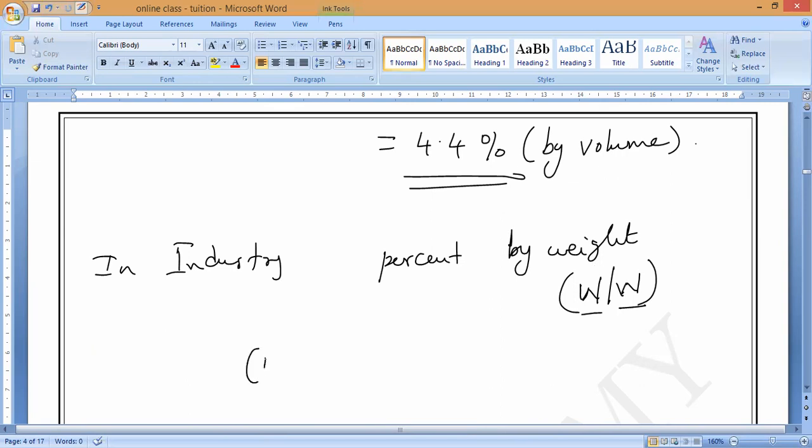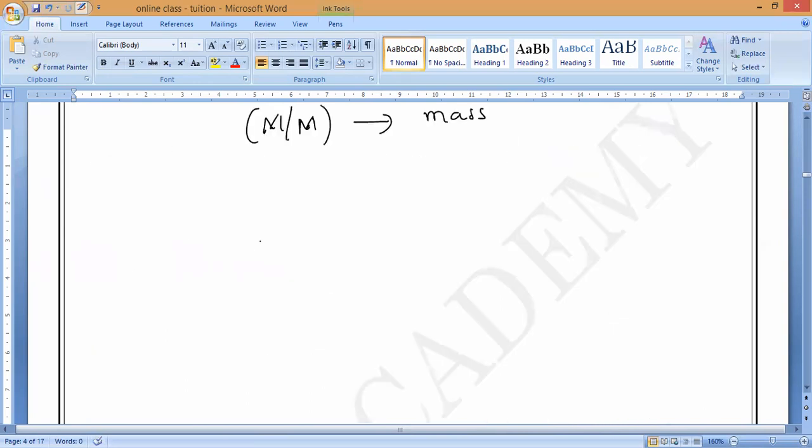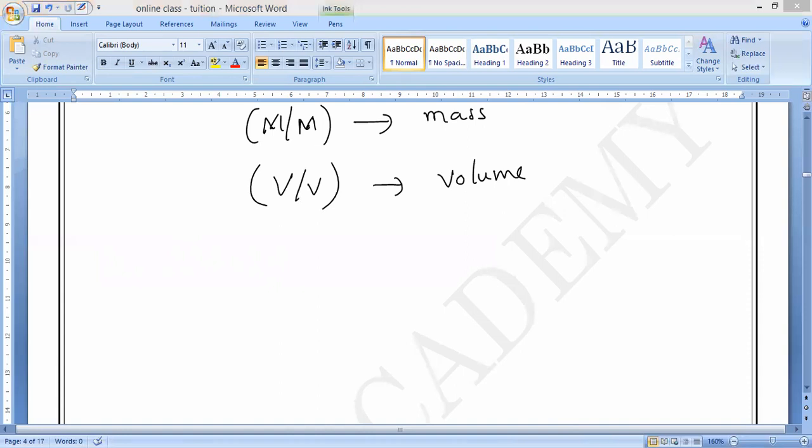Understand, all of you? Next, if I say M by M, this indicates percentage by mass. All of you should remember. If I say V by V, this symbol indicates percentage by volume. So concentration by volume, concentration by mass, concentration by weight. All of you should remember. Is it okay, guys?